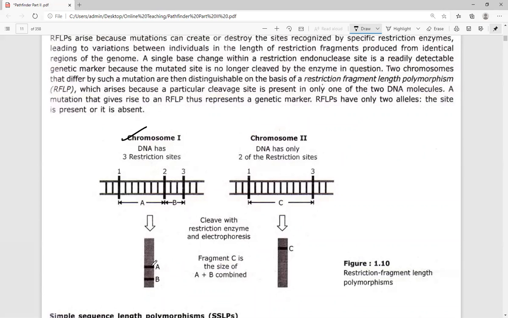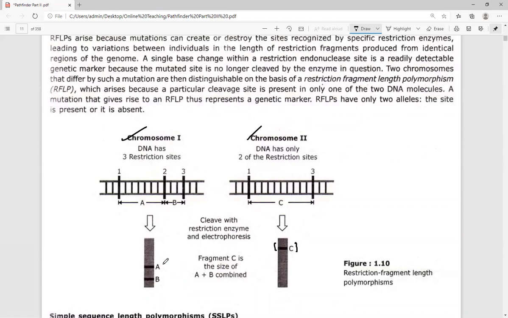It produces two different fragments, A and B. In another chromosome, DNA has only two of the restriction sites. Instead of three restriction sites, there are only two present here. So here you are going to get a single band of DNA, the C band. This is the C band of the DNA that is being obtained.